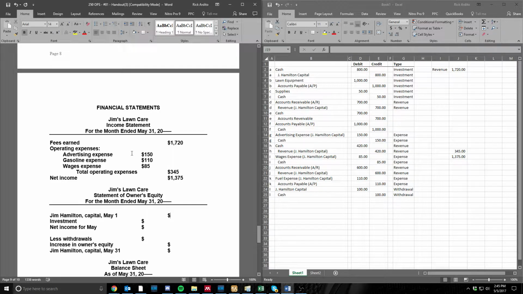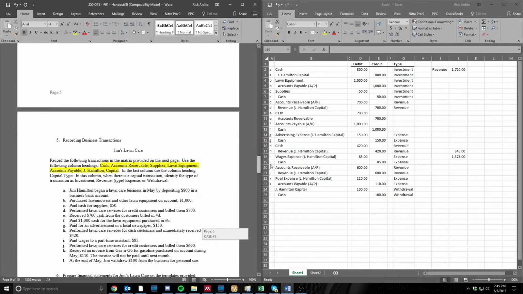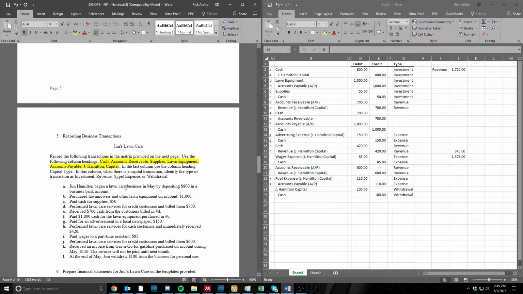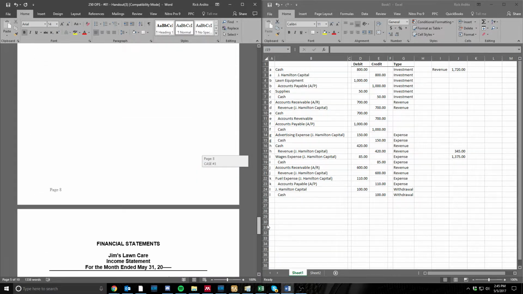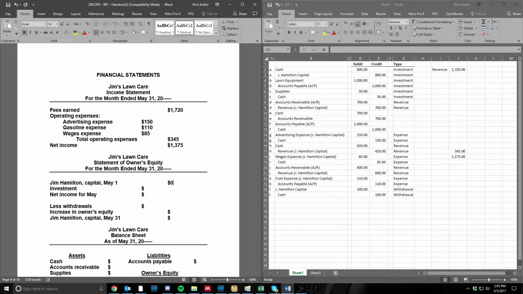Let's look at our statement of owner's equity. So our capital account beginning May 1st started at 0 because this business is a brand new business. So we began business in May. So on May 1st, we started with $0. Then we had our investment here of $800, right? We just figured out our net income from right here. So that was $1,375. Less withdrawals. We would put this in like a parentheses, 100.